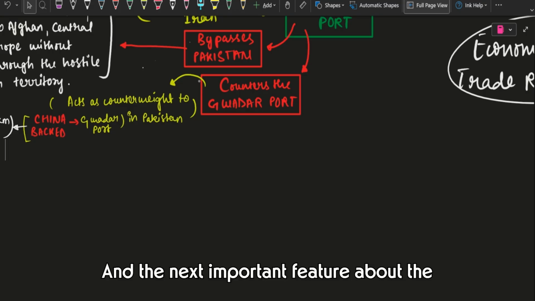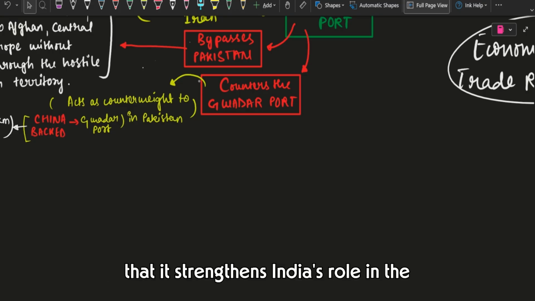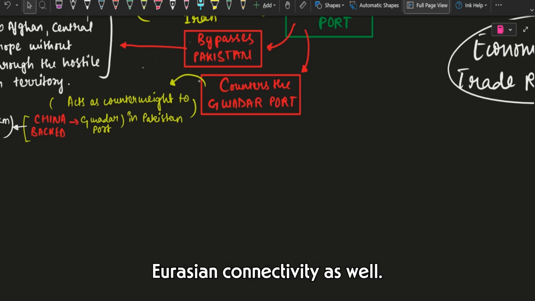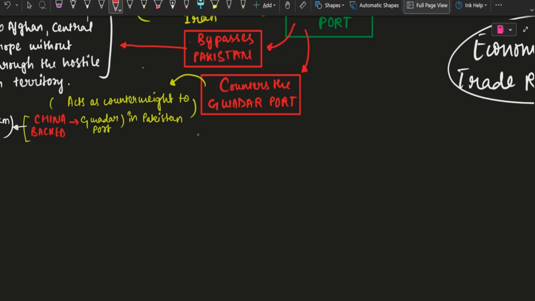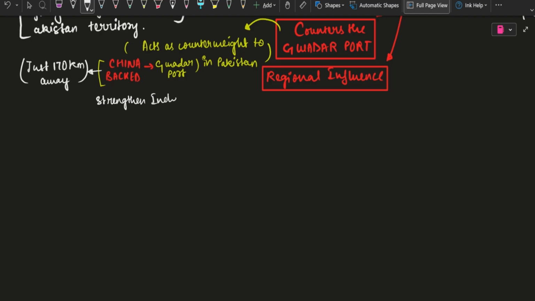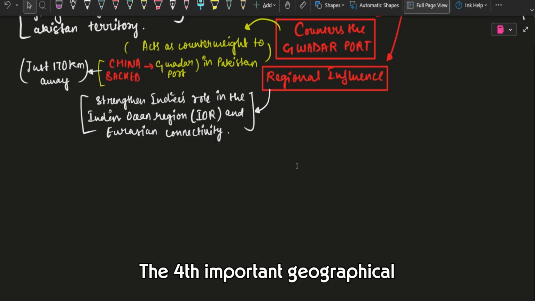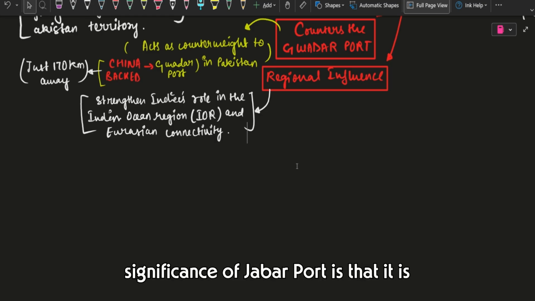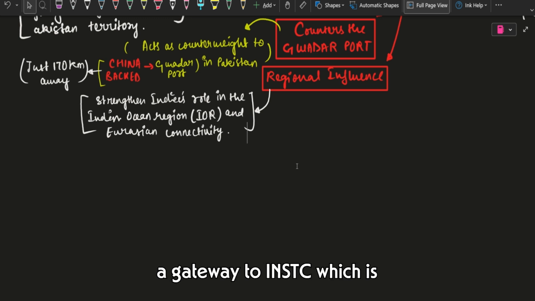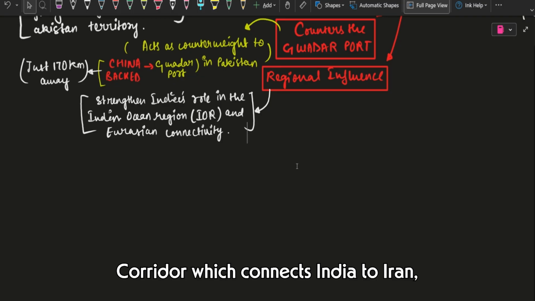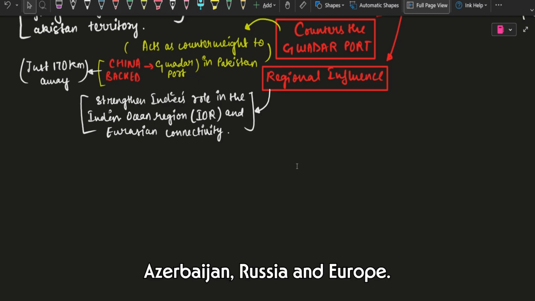And the next important feature about the Chabahar Port is the regional influence, that it strengthens India's role in the Indian Ocean region, that is IOR, and the Eurasian connectivity as well. The fourth important geographical significance of Chabahar Port is that it is a gateway to INSTC, which is International North-South Transport Corridor, which connects India to Iran, Azerbaijan, Russia, and Europe.